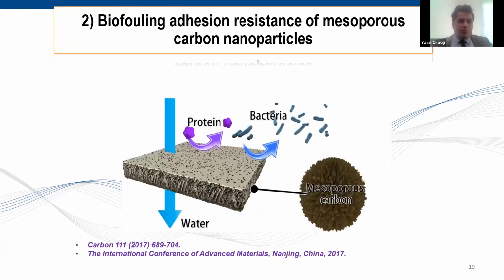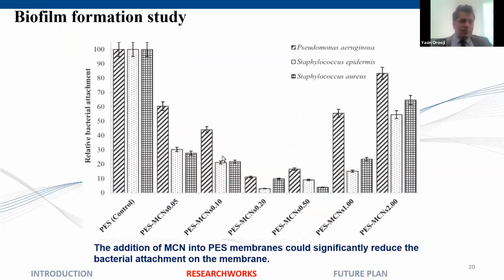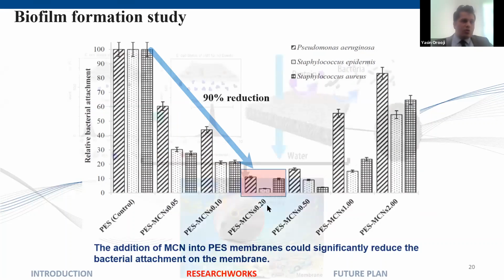By using mesoporous carbon, we decrease the adhesion of protein and bacteria. And you can see biofilm formation reduced, with over 90% reduction in adhesion of protein and bacteria for the sample which was doped with only 0.2% of mesoporous carbon.